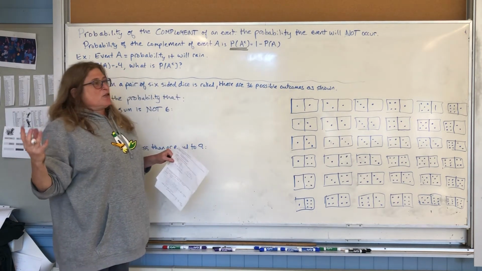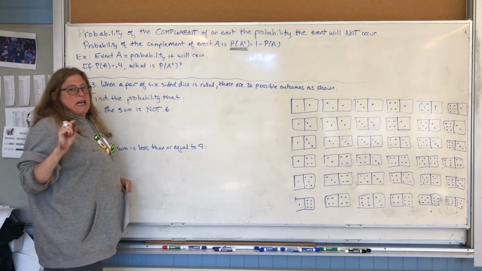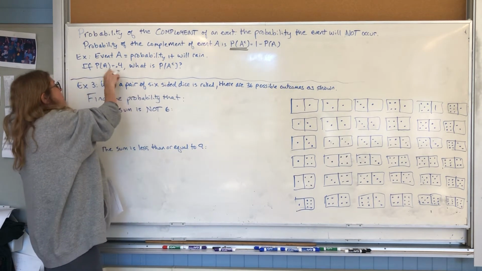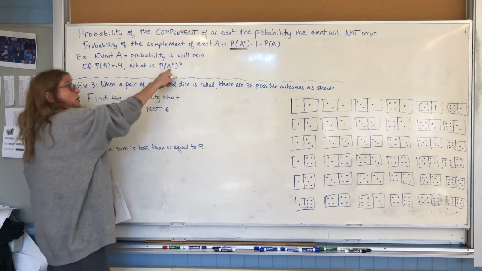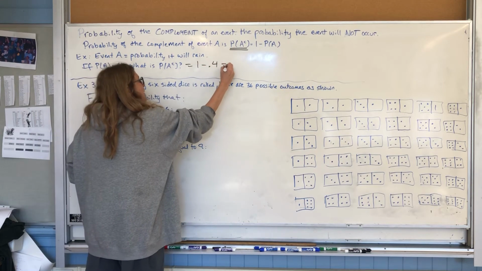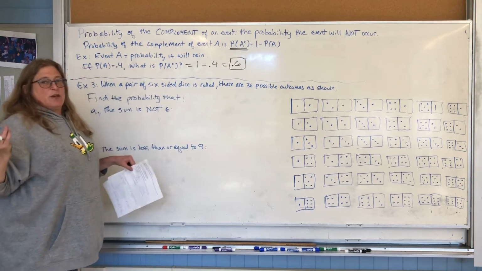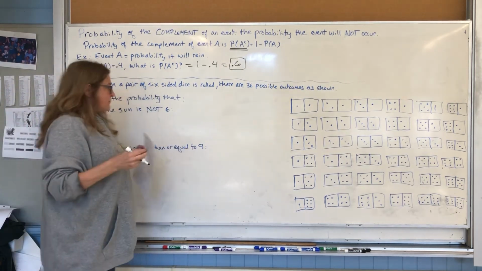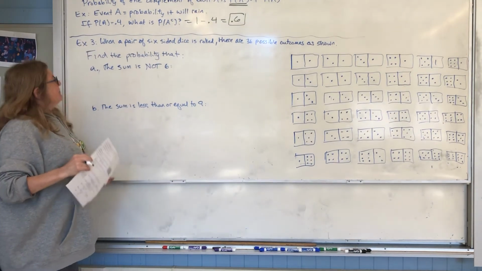Easiest way to do this is to look at an example. Event A is the probability it will rain. Okay, so if the probability it will rain is 0.4, what's the probability that it won't rain? Well, 1 minus 0.4, which is 0.6. Right? It's an either-or situation. Either rains or doesn't rain. Okay, let's look at something a little bit more complex.